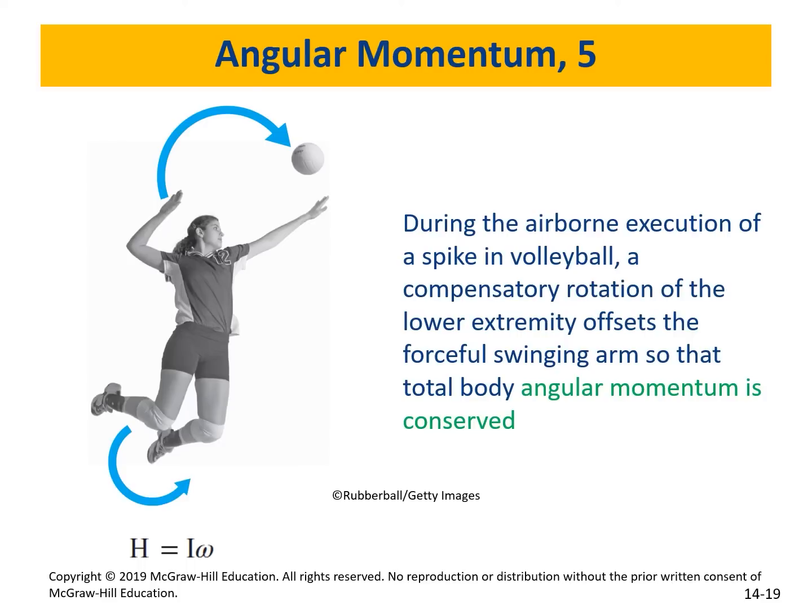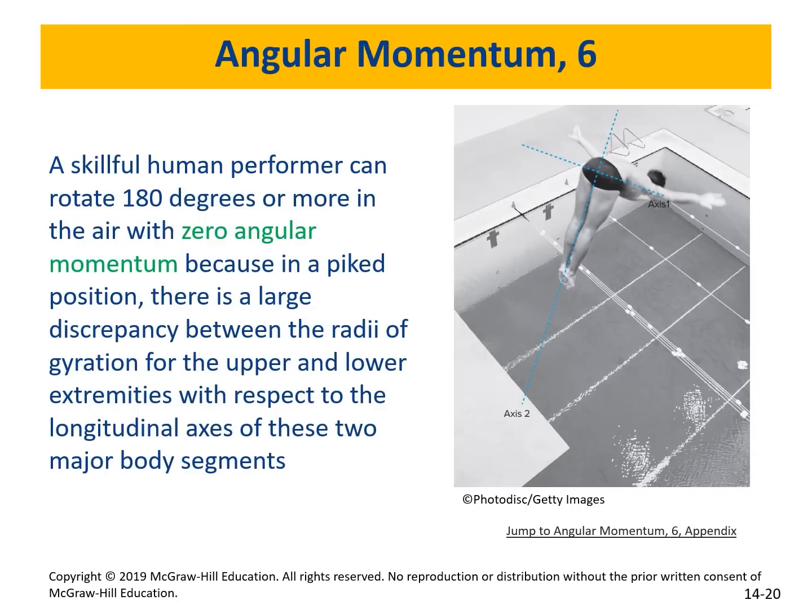Now, another example for divers. If you are aware of these principles, a skillful human performer can rotate 180 degrees with zero angular momentum just by changing the location of the center of the mass, the radius of gyration. Does that make sense?